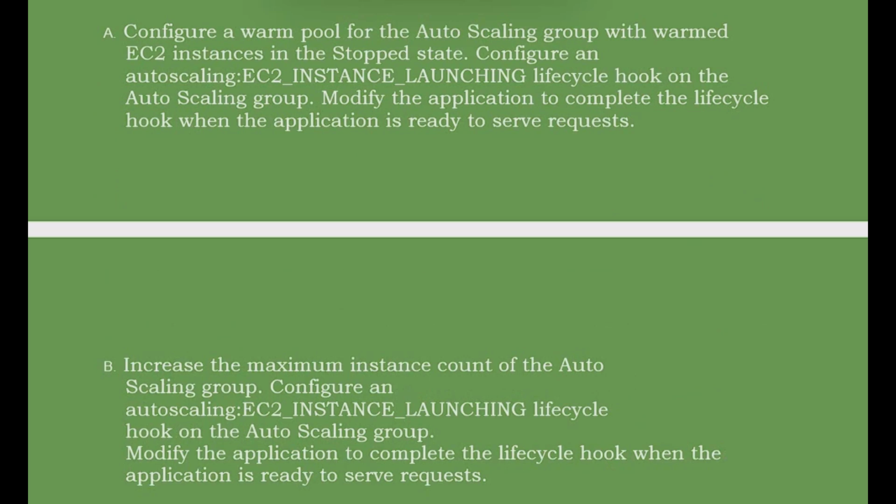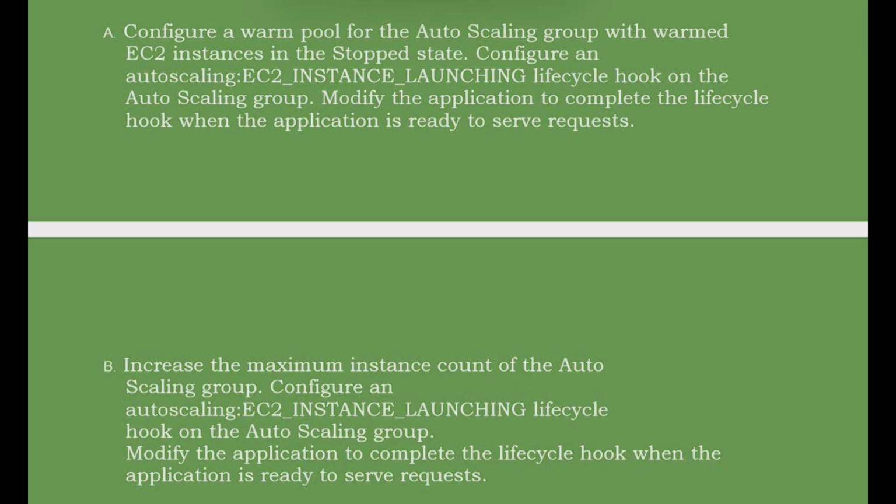Option A, configure a warm pool for the Auto Scaling group with warmed EC2 instances in the stopped state. Configure an autoscaling:EC2_INSTANCE_LAUNCHING lifecycle hook on the Auto Scaling group. Modify the application to complete the lifecycle hook when the application is ready to serve requests. Option B, increase the maximum instance count of the Auto Scaling group.